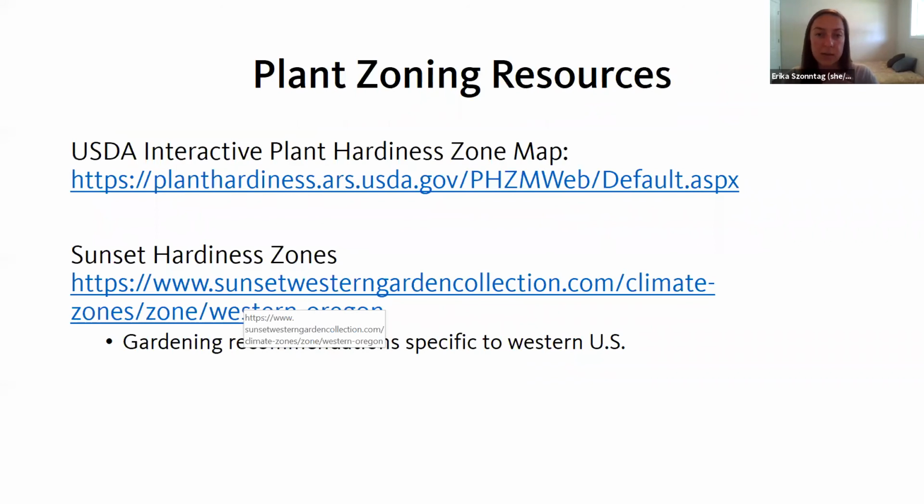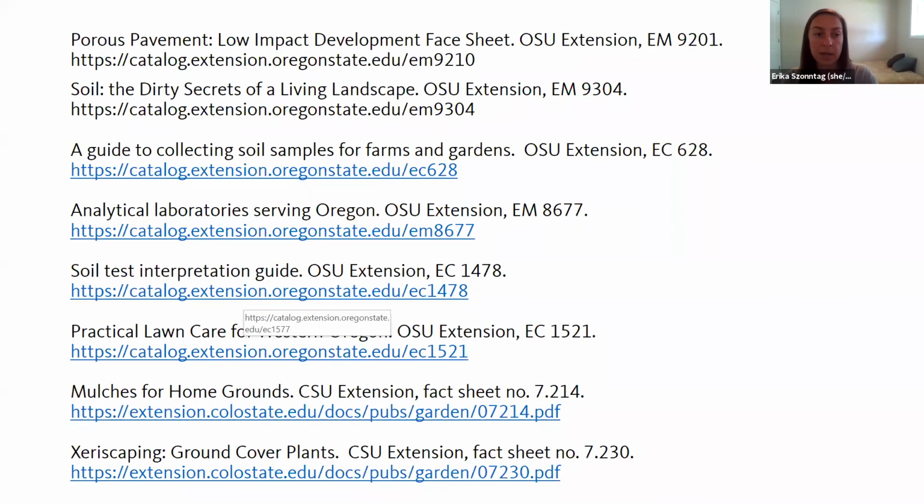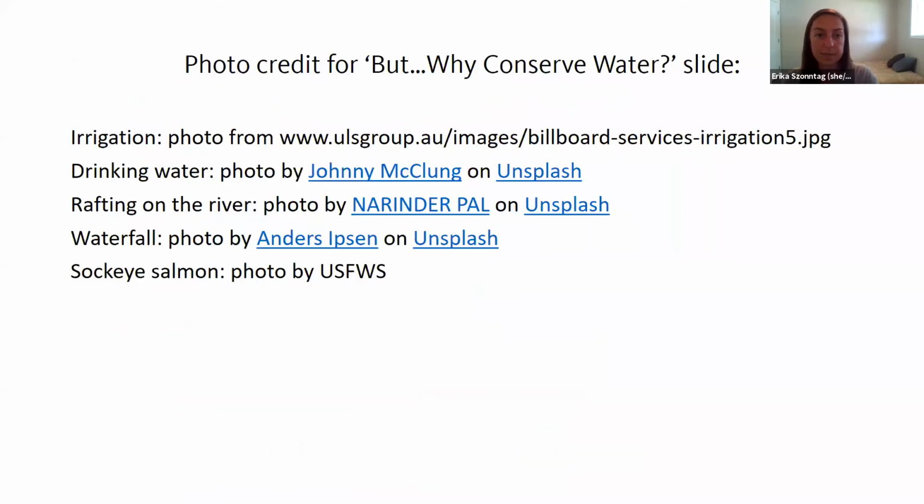And then these are some plant zoning resources that I have for you. And then these are those gardening resources. And so you'll get this in a separate PDF emailed to you. But this whole slide deck will be available on the Growing Oregon Gardeners website after this presentation. So you'll be able to go back anytime to look at any of these.